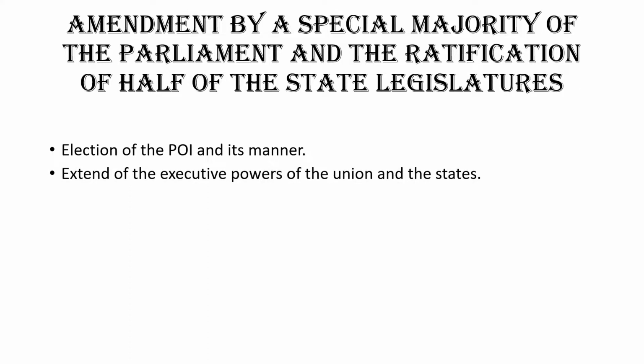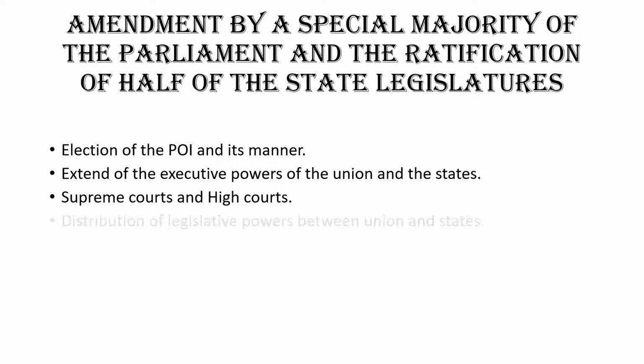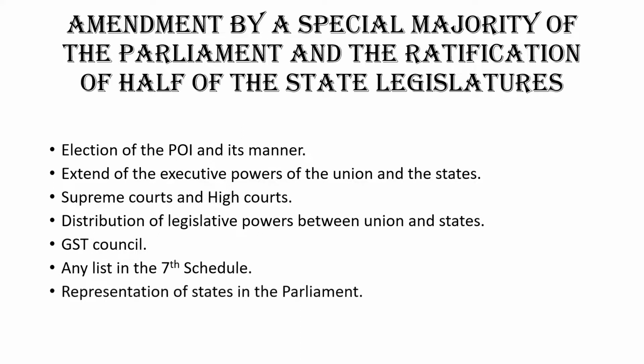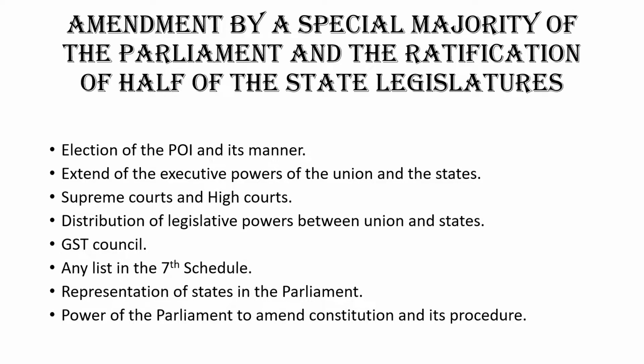the extent of executive powers of the Union and the states, provisions pertaining to the Honorable Supreme Court of India and the respective High Courts, the distribution of legislative powers between the Union and the states, provisions pertaining to the Goods and Services Tax Council, any of the lists in the 7th schedule, that is, the 3 types of lists which are Union list, State list and concurrent list, provisions pertaining to the representation of states in the Parliament, and finally the powers of Parliament to amend the Constitution and its procedure.